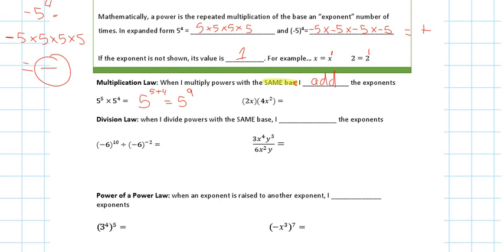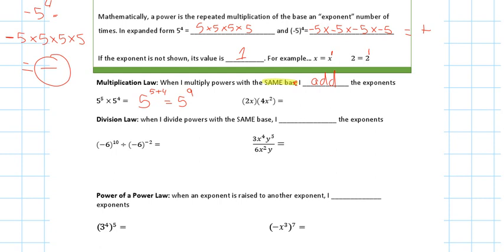How about the second example? So you have 2x times 4x squared. 2 times 4, then x to the power of 3. So 2 times 4 and x to the power of 3. Yes, you can do it this way.